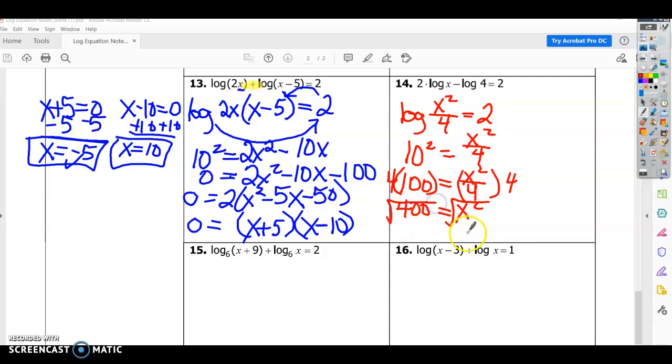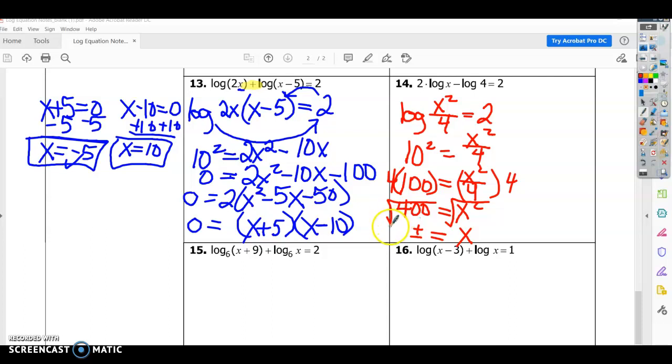And then we take the square root of both sides. Remember, when you take a square root, we learned this back in a different unit when we were talking about radicals. When you take the square root of a number, you have a plus or minus that number. So the square root of 400 is plus or minus 20.